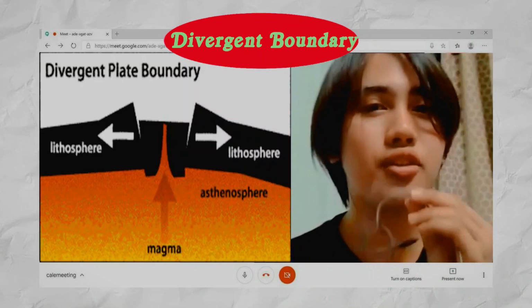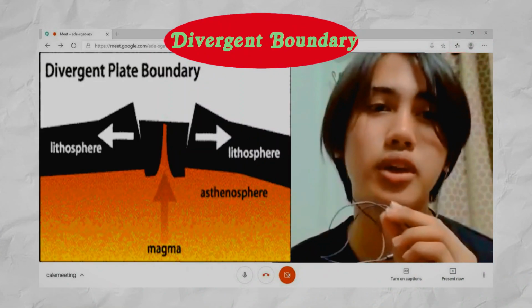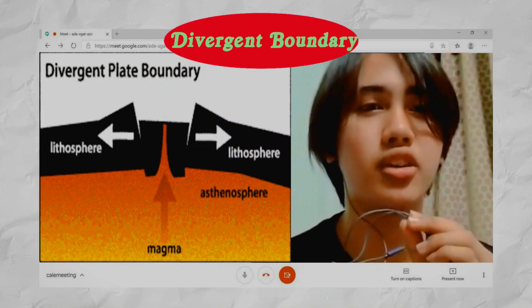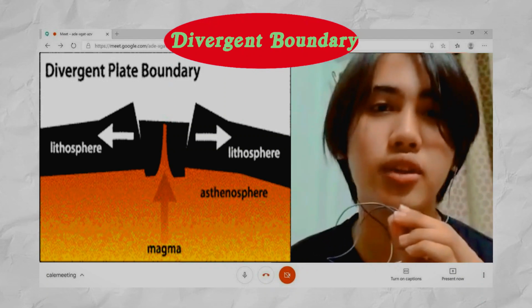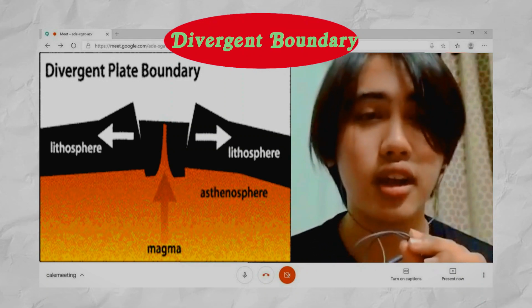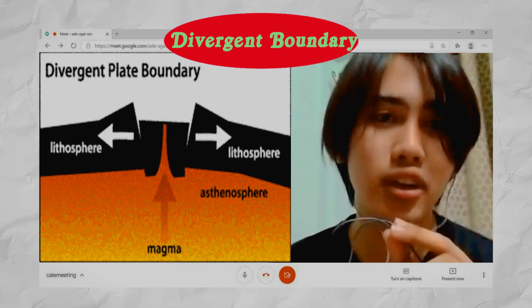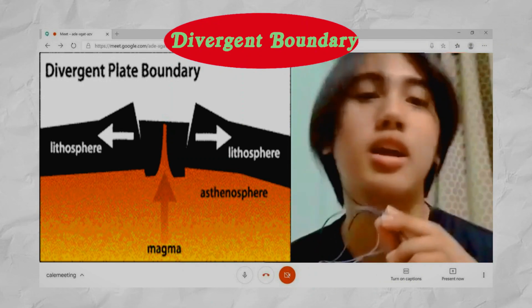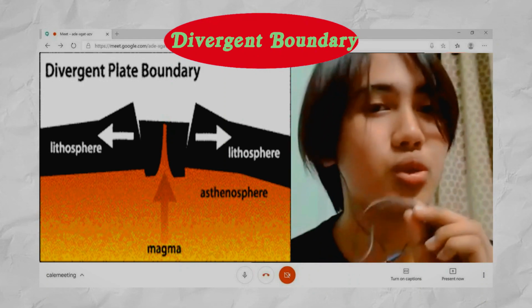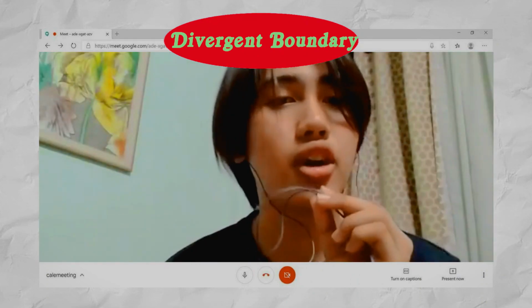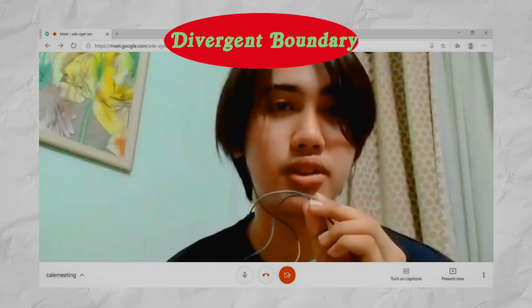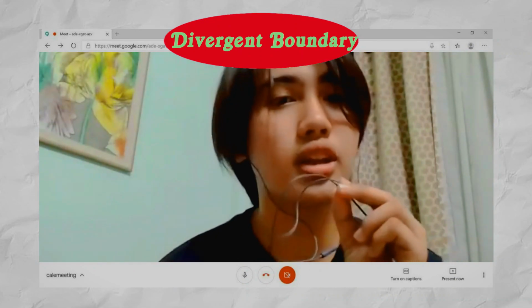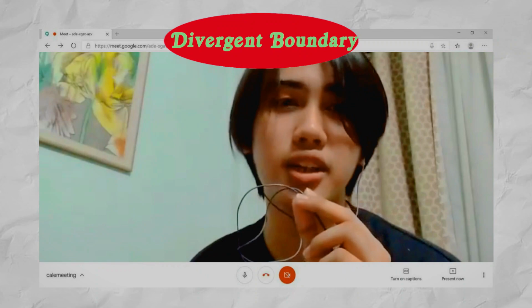A divergent boundary is a linear feature that exists between two tectonic plates that are moving away from each other, and this occurs above rising convection currents. Divergent boundaries are constructive boundaries because new crust is formed as the plates move apart. Magma fills in the gap and creates new crust. And there are two major types of divergent boundaries: the continental to continental lithosphere and the oceanic to oceanic lithosphere.